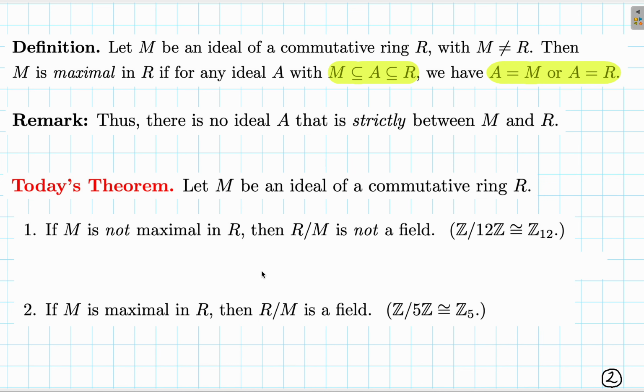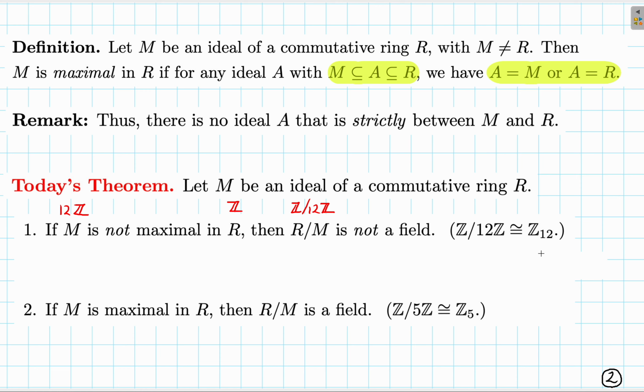And here's today's main theorem. Let M be an ideal of a commutative ring R. Part 1 of the theorem says if M is not maximal in R, then the quotient ring R mod M is not a field. And an example would be, for instance, we've seen that 12Z is not maximal in Z, and therefore Z mod 12Z is not a field. And how do we know? Well, because Z mod 12Z is isomorphic to Z12, and we know that Z12 isn't a field.